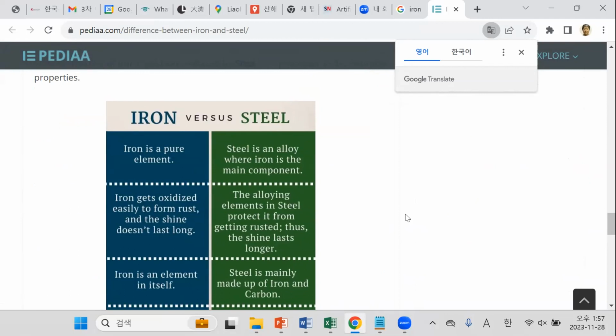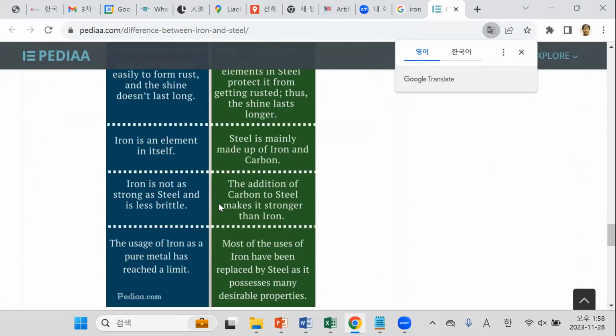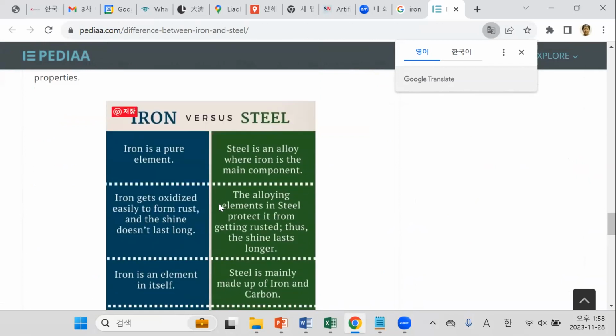So iron and steel, you can find this is alloy, and also you see that iron is brittle, but steel can be bent. That is one important difference. Right, so I want to show you a little bit more on this.